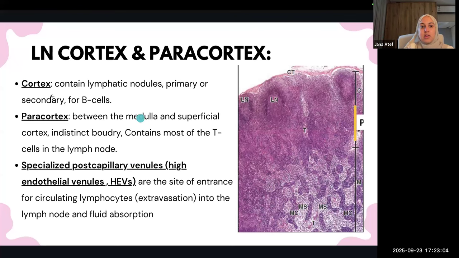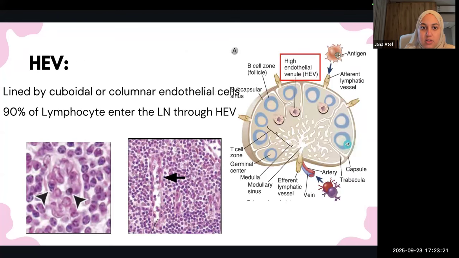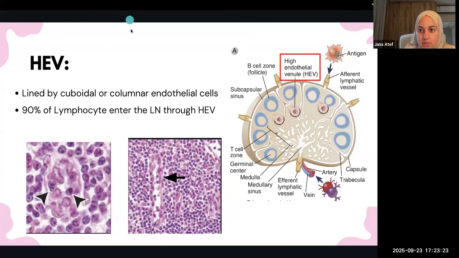Again, the cortex has the nodules, primary or secondary, for the B cells. The paracortex is found between the medulla and the superficial cortex. It contains most of the T cells. If there are T cells in the lymph node, this is where they are. So the paracortex contains T cells and the HEVs. Is there a question?